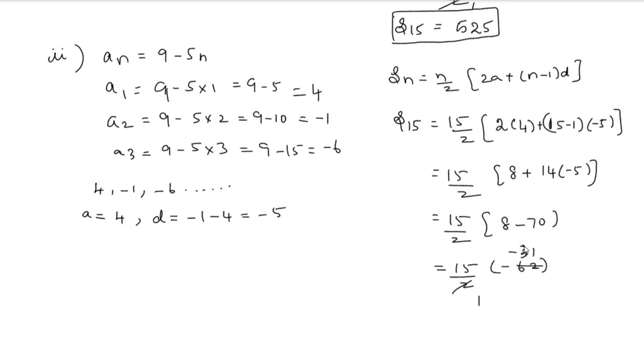So 15 into minus 31, I will get minus 465. So S15 is equal to minus 465. Do you understand this? Thank you, children.